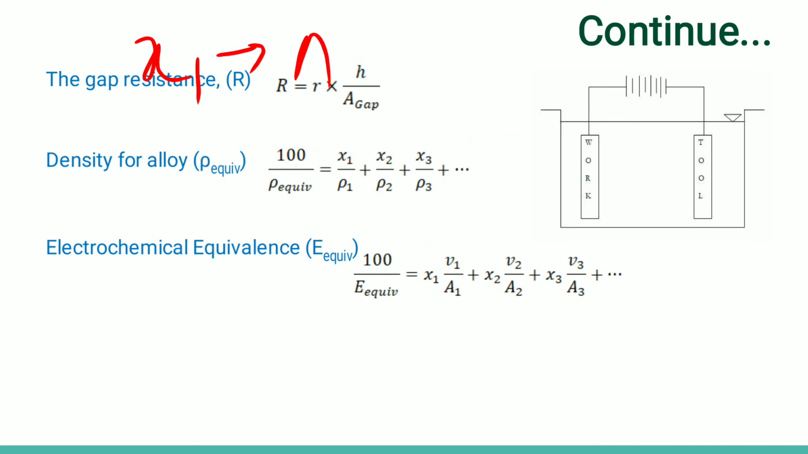If it is not for one material, meaning we are using different materials in an alloy, then we have to put this formula as such. So this is the way through which we can calculate this electrochemical equivalence. Okay, the next is the flow analysis.